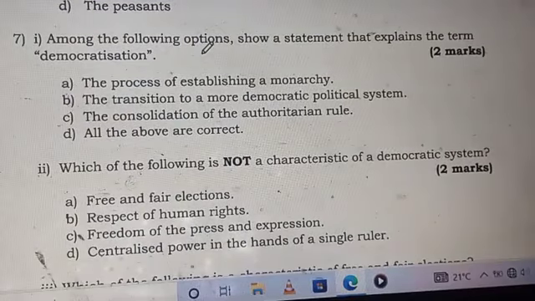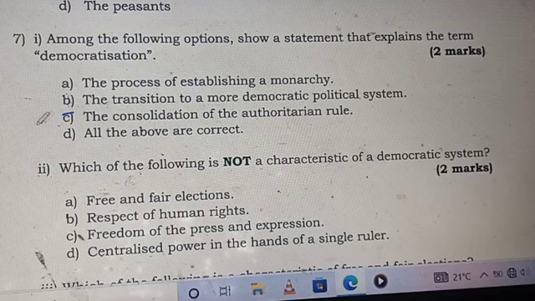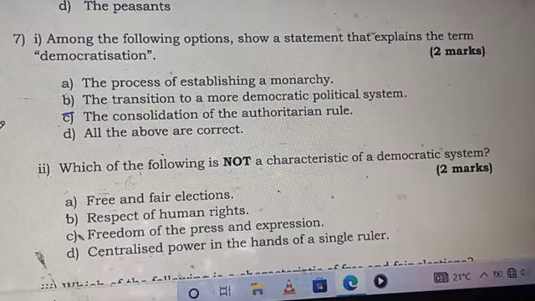Among the following options, choose the statement that explains the term democratization. The best answer is letter B, the transition to a more democratic political system. Democratization means moving toward democracy, where people participate in leadership.